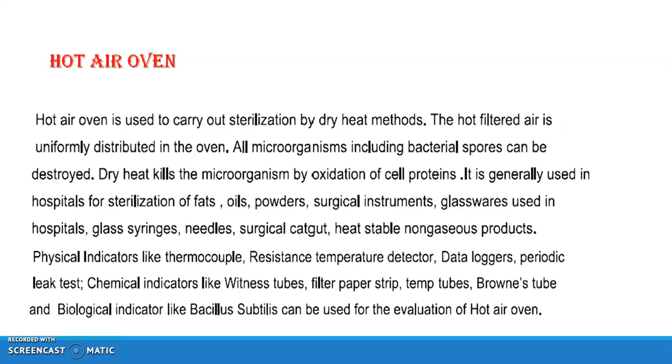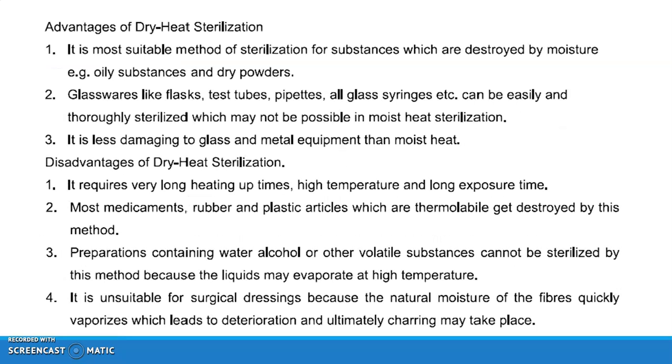It is generally used in hospitals for sterilization of fats, oils, powders, surgical instruments, glassware, glass syringes, needles, surgical catgut, and heat stable non gaseous products. Physical indicators like thermocouple, resistance temperature detector, data loggers, periodic leak test, chemical indicators like witness tube, filter paper strip, temperature tube, Brown's tube and biological indicators like Bacillus subtilis can be used for the evaluation of the hot air oven.